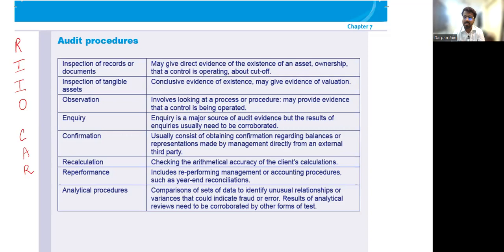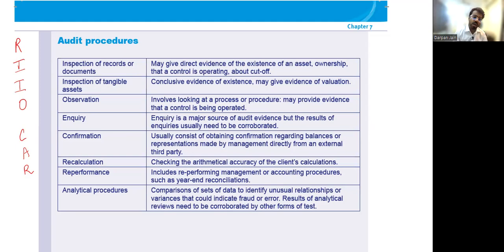You're using comparison techniques with the help of some ratios and then identifying any unusual relationships, any unusual fluctuations, and trying to get answers to why that unusual fluctuation or variance is there. If you don't get a proper answer to that unusual fluctuation or variance, probably there is some error or there is some fraud in the accounts. Correct? So that is nothing but analytical procedures, which we've already seen in our previous chapter.